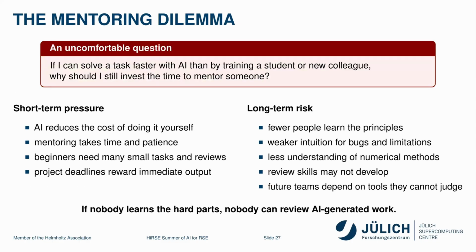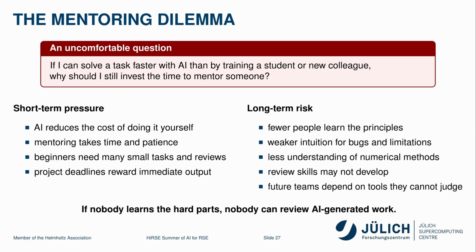But there's also this mentoring dilemma, and there's this uncomfortable question. If I can solve a task faster with AI than by training a student or a new colleague, why should I still invest the time to mentor someone? And there's the problem of short-term pressure. AI reduces the costs of doing things yourself. Mentoring takes time and patience. And beginners typically need small tasks and reviews of their work. On the other hand, project deadlines reward immediate output.